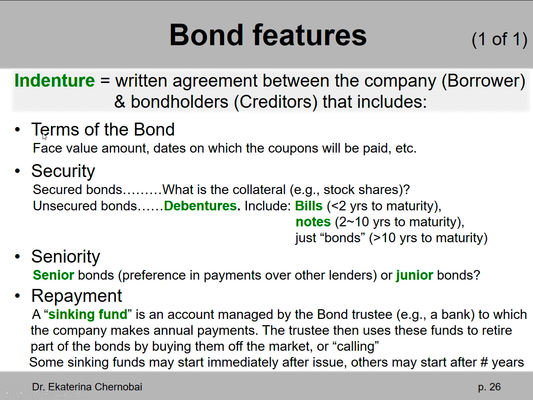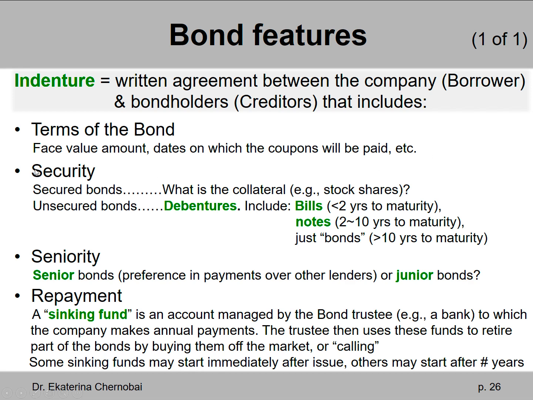The most basic ones are terms of the bond. For example, what is the face value amount? Usually it's $1,000, but it could be something else, for example, $100,000. There are bonds like that. Then how many years are left to maturity? On which dates will the coupons be paid to the bondholders? What is the coupon rate? And so on.